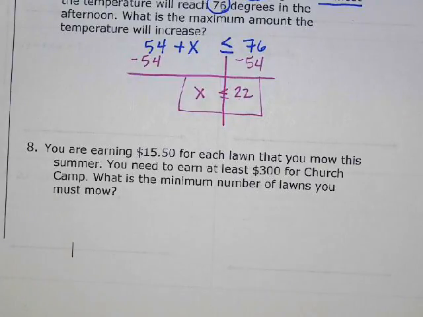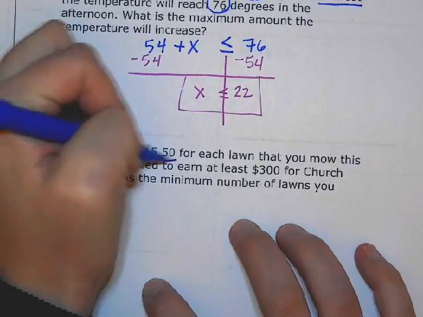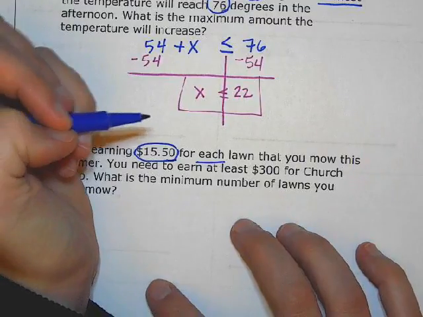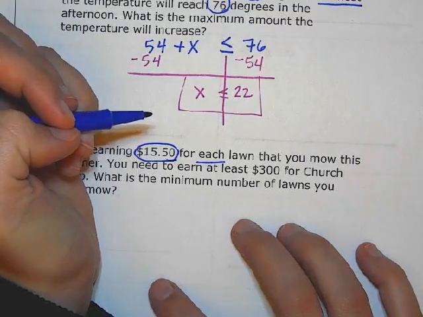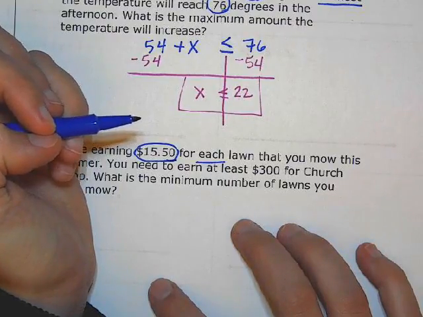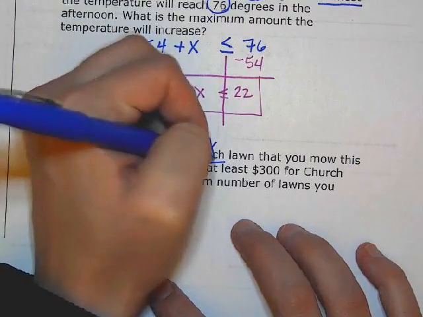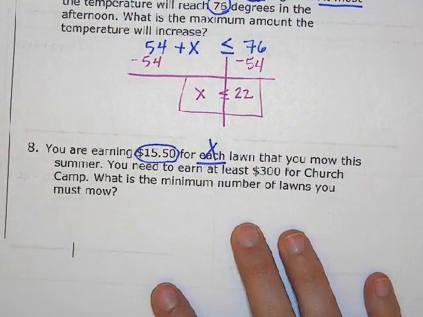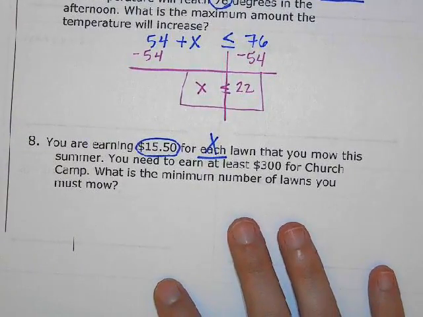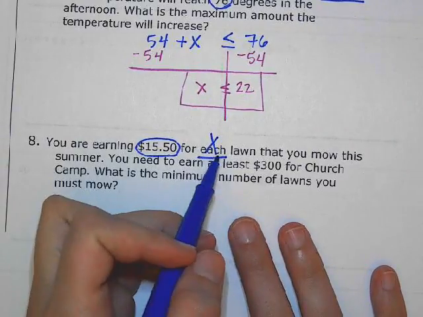Okay, here we go. You're earning $15.50 for each lawn that you mow this summer. What's important? $15.50. What else is important? Each. What does each mean? Each means multiply. What did you do, Brandon, for the equation? 15 plus x, so you did plus. What's each mean? Times.